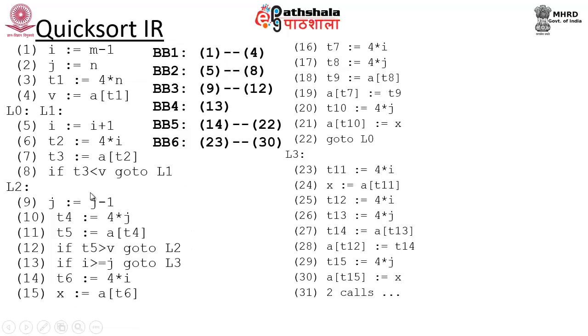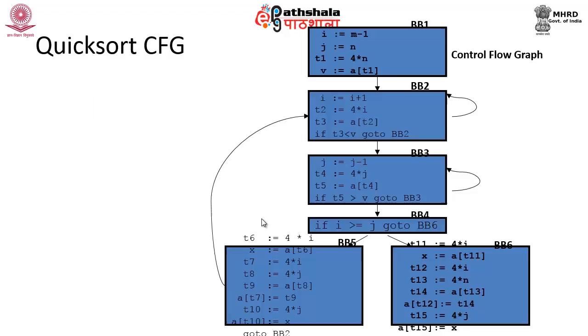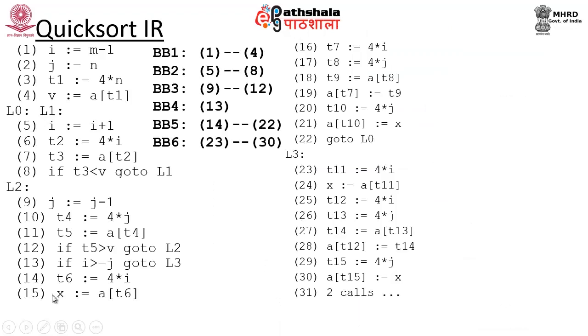Now, this is converted to 3 address code like this. We have already discussed enough about the 3 address code representation and how to convert to it, and we have also formed basic blocks from the 3 address code, where we chose the leader and the target of a conditional jump. As you can see, lines 1, 2, 3, 4 form one basic block, lines 5, 6, 7, 8 form another, lines 9, 10, 11, 12 form another, 13 is one block, 14 to 22 is another block, and 23 to 30 is another basic block.